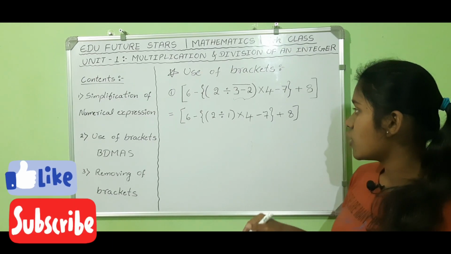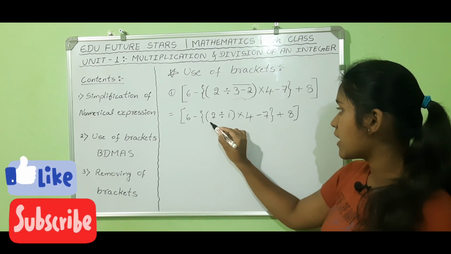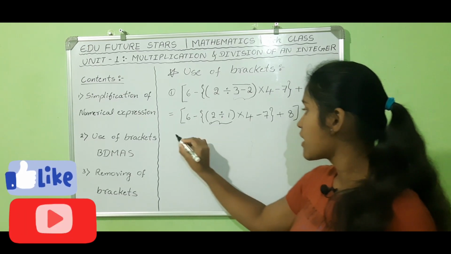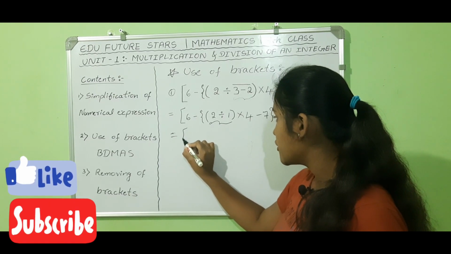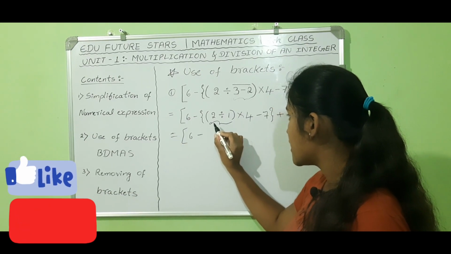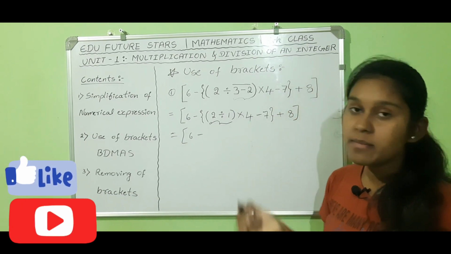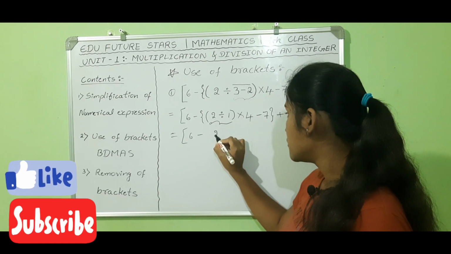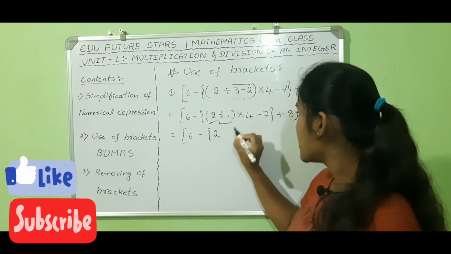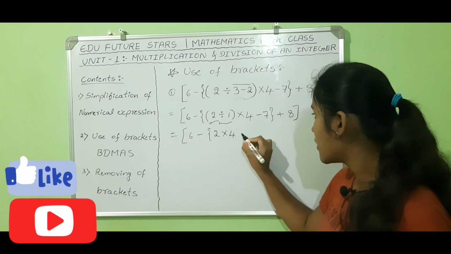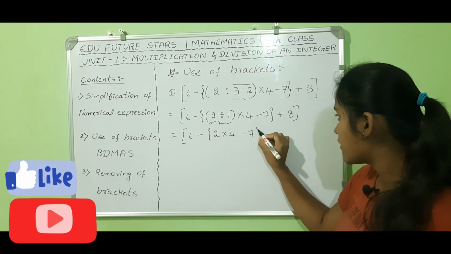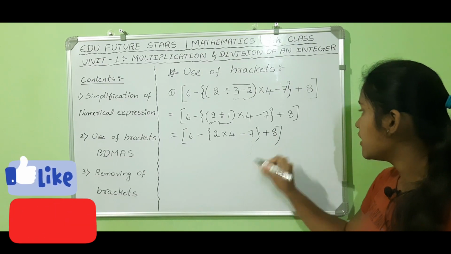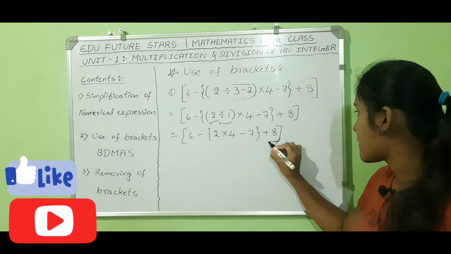Now what do we have to do? These two are in a bracket, right? Correct, so let's solve these two first. It is equal to 6 minus, this is what? 2 divided by 1 means what? It is 2 only, right? 2 into 4 minus 7, close bracket, plus 8, again close this.